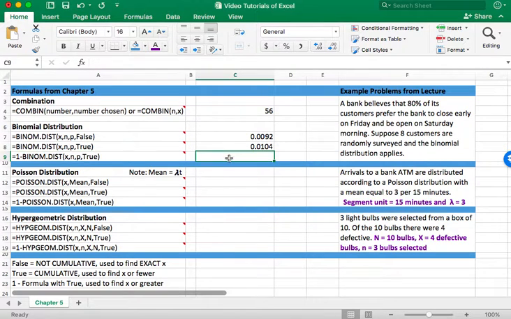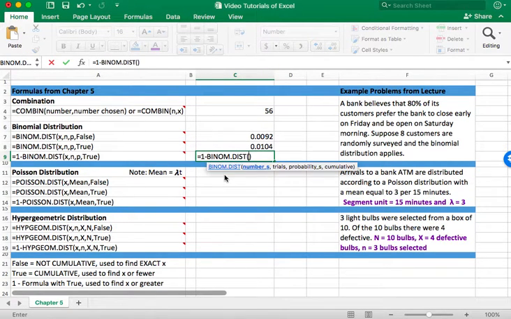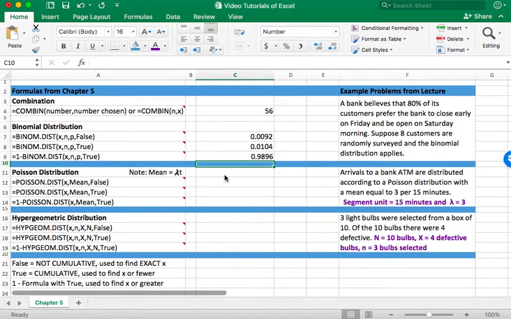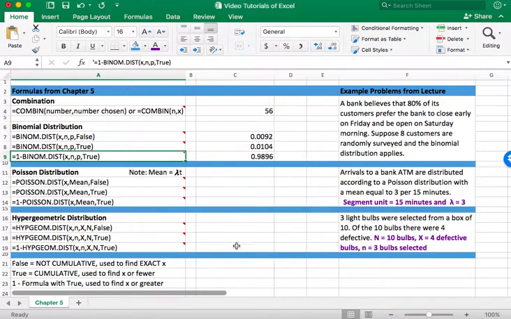So let's go ahead and do that. You do equals 1 minus binom, and it still will pre-populate for you and give you your parentheses, so that saves you some time. In this case, x is 3, our n is still 8, our p is 0.8, and we'll type in the word true. And when you hit enter, that'll give us the probability of 4 or more customers in the sample of 8 who prefer Saturday openings. Now remember, again, we were asking for 4 or more, but for the formula to work, we used 3. So we're going one number less than.